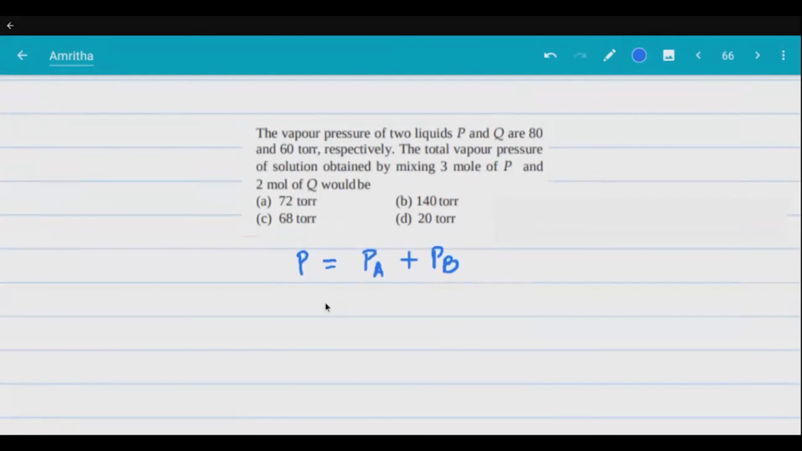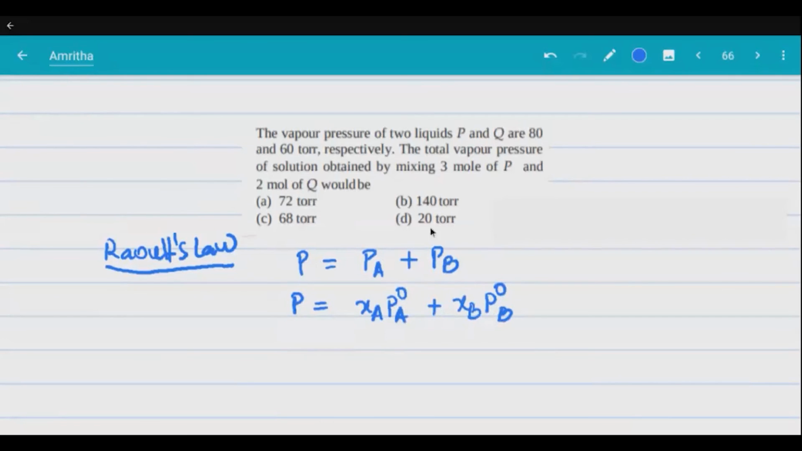Total pressure. Raoult's law is applicable for liquids. Dalton's law is applicable for gases. In states of matter, you might have studied Dalton's law. It's the same. P equal to Pa plus Pb. If you mix two gases, total pressure equals the sum of those two pressures. Even in case of liquids, this is called Raoult's law. So P is equal to mole fraction into P naught A plus mole fraction into P naught B.